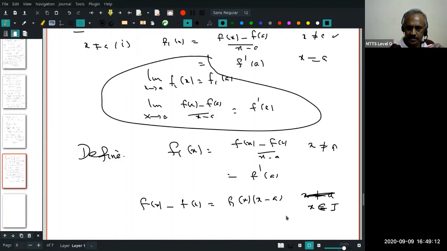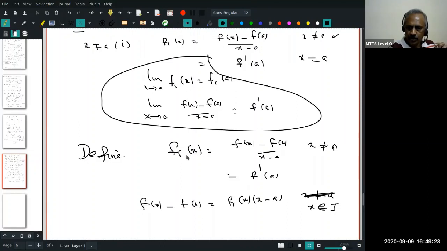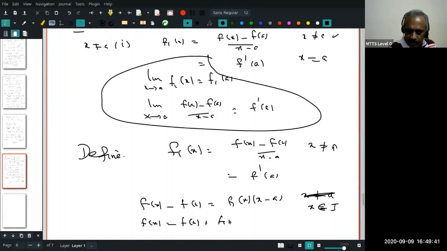How many of you understand this? Understood, sir. Multiply, then I have f of x minus f of a equal to f1 of x into x minus a. This is true for x not equal to a, but for x equal to a, f1 of a will be f dash of a, but then this is 0. Therefore, f(x) equal to f(a) plus f1 of x into x minus a is always true for all x in J. Do you understand this?